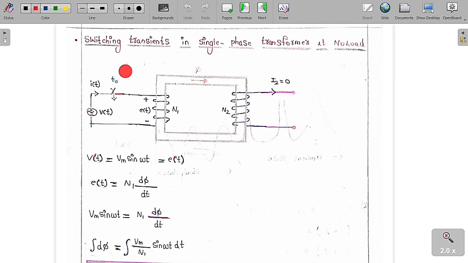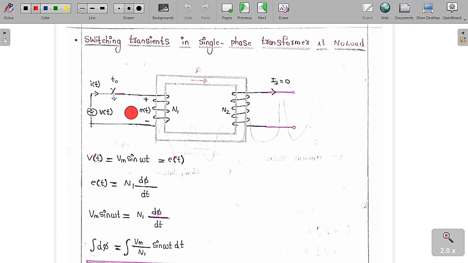Now we will discuss the switching transients in a single phase transformer at no load. This is a single phase transformer with the primary winding and the secondary winding. No load means you are not going to connect any load to the secondary side. So the current drawn by the secondary side is zero because it is an open circuit. The primary winding has N1 turns and the secondary winding has N2 turns.